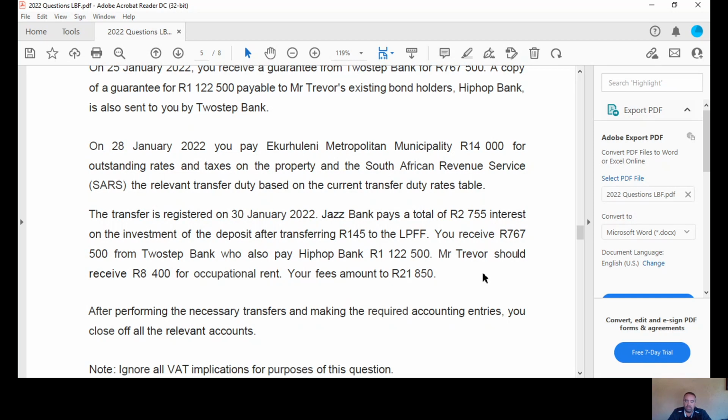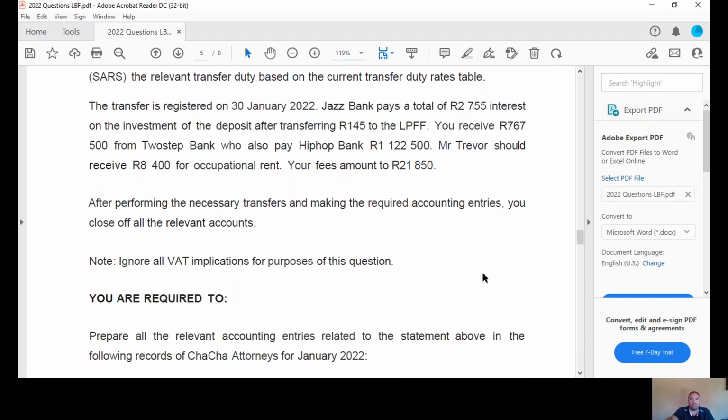So after you've credited the LPFF ledger, then you must have a second entry from the investment bank where you then pay the LPFF, where the 145 goes out of the investment bank and your LPFF account goes home to 0. And then you receive 767,500 Rand from Two Step, which is that guarantee that was mentioned above. And they also pay Hip Hop Bank. Okay, that's great, but it's got nothing to do with me. Money doesn't touch my trust account.